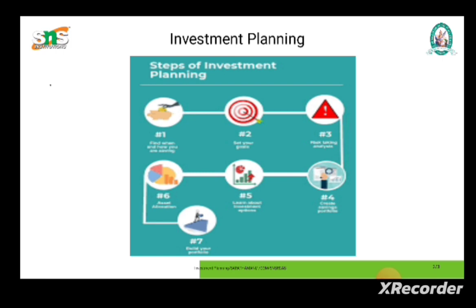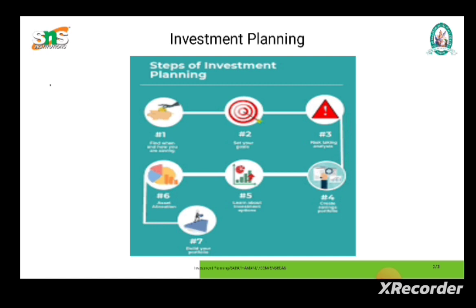The third step is to analyze your risk-taking ability. We should know our risk-taking aptitude. If we have just started earning, then our risk-taking aptitude is very low. We should invest in vehicles which have less risk, like fixed deposits. People who have ample money to save have a higher risk-taking appetite. They can invest in products which have higher risk, like index stocks or mutual funds.